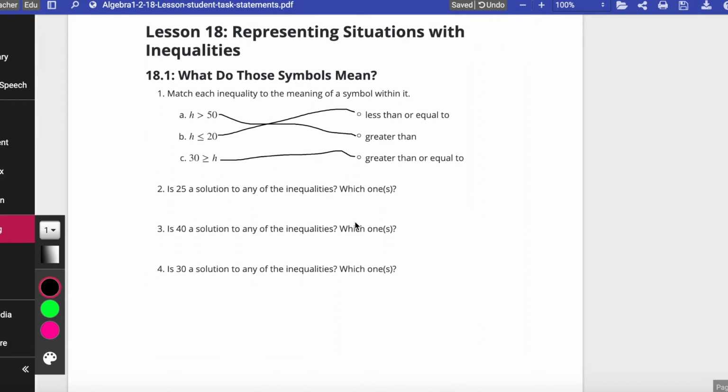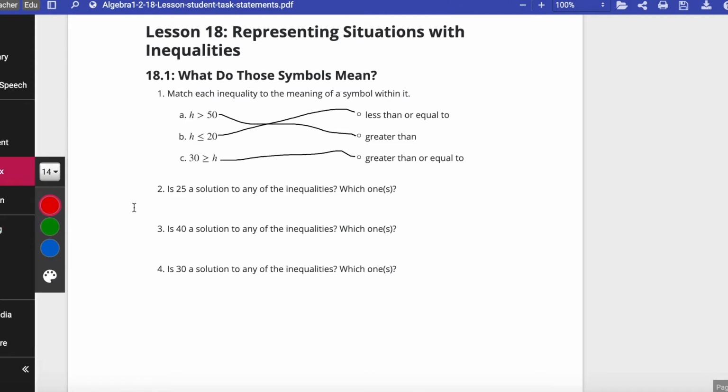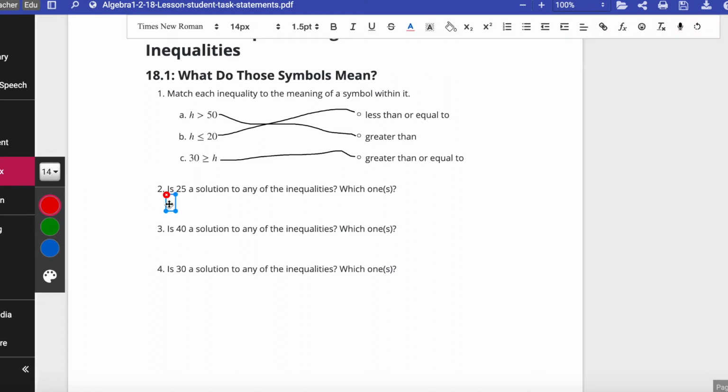All right, number 2, is 25 a solution to any of the inequalities, and which ones? So I'd plug in 25 for H. Is 25 greater than 50? No. Is 25 less than or equal to 20? No. Is 30 greater than or equal to 25? Yes, it is. So this one would be C.